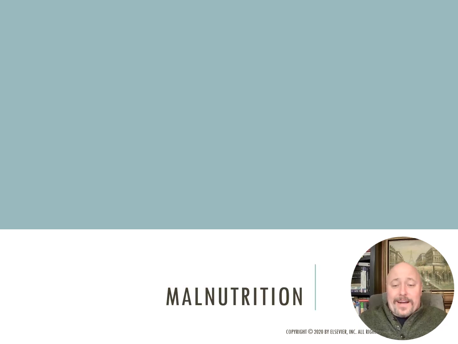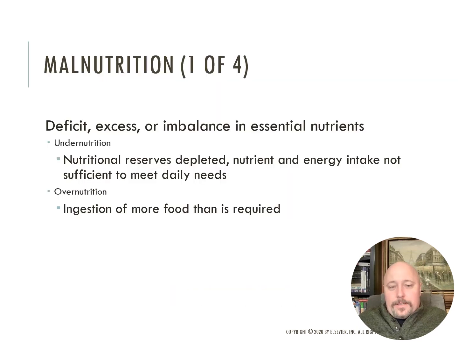Next up would be malnutrition. Malnutrition would be the deficit, excess, or imbalance within essential nutrients. For undernutrition, this is nutritional reserves that are depleted, with nutrient and energy intake not sufficient to meet their daily needs. On the other hand, would be overnutrition. This is ingestion of more food than is required.